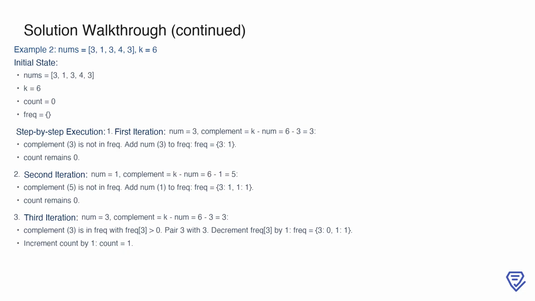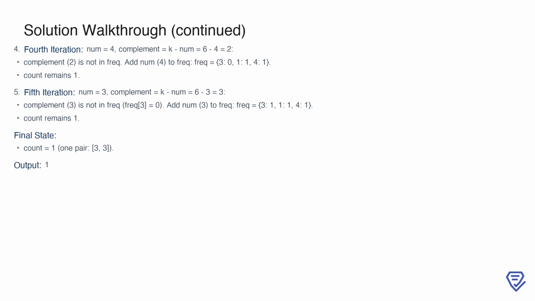Now, we process the third number, which is another 3. The complement is again 3, and this time, 3 is present in the frequency map with a frequency greater than 0. This allows us to form a valid pair, (3, 3). We decrement the frequency of 3 by 1, updating the map to frequency = {3: 0, 1: 1}, and increment the count to 1.